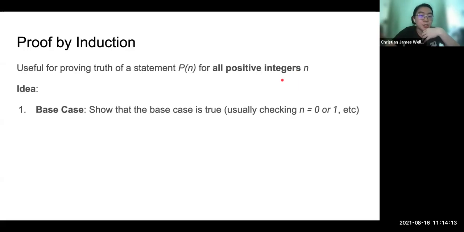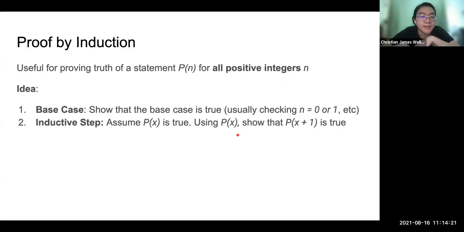The idea is, usually for induction, we want to show the base case, by checking either n equals 0 or n equals 1. And then the inductive step is where you assume that at some step before, it's already true. Assume that p of x is true. Then using this p of x, you show that the next step, p of x plus 1, is true.